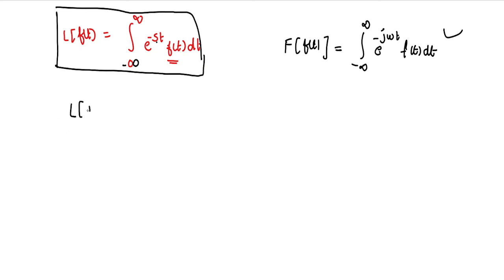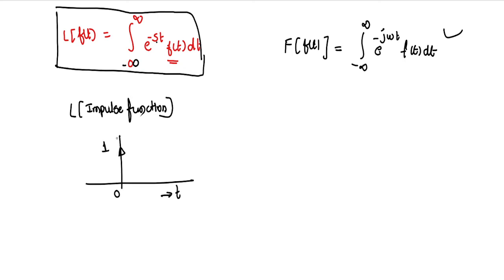So what is meant by the Laplace transform of the impulse function? The impulse signal is defined only at 0, and for other values of time, the delta of t value is 0. So the Laplace transform of delta of t is defined as the integration from 0 to infinity of e power minus st and delta of t dt.